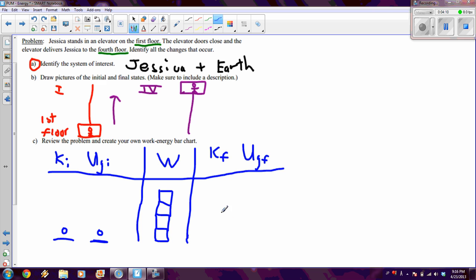And then at the end, she stops on the fourth floor, so there is no final kinetic energy because she's not moving. And now she has potential energy, the same as the work done on Jessica, the same as the work the elevator did on Jessica. So again, it would have to be the same, 1 block per floor, so we have 4 blocks. So that's how the energy bar chart would look.